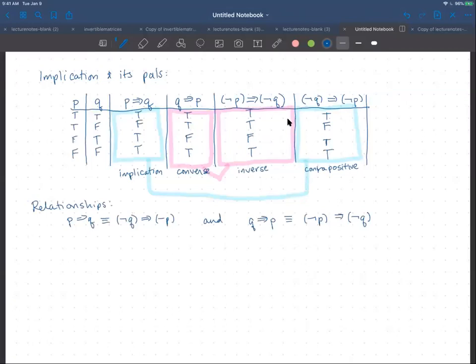So let's take an example here. Let's take the statement P is, it's raining, and Q is, it's wet outside. And let's practice putting these together as implications, converse, inverse, and contrapositive. So my implication, P implies Q, says, if it's raining, then it's wet outside.